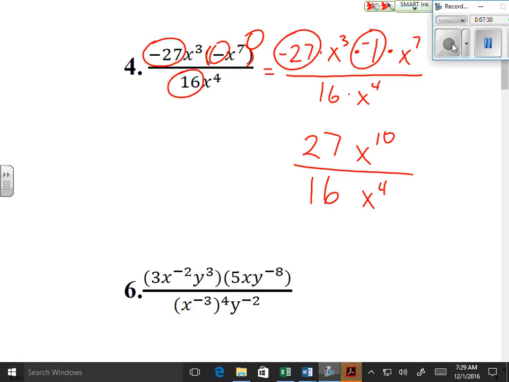So since we still have some x's on both the top and the bottom, we need to get those simplified. So since there's more on top, we'll say it's x to the 10 minus 4, which would be 6. So that would be simplified.